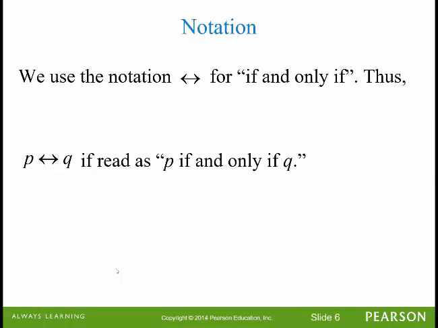All right, the notation for this. We use the notation that looks like a double arrow. This means if and only if. So if you have P double arrow Q, this is read as P if and only if Q. That's a biconditional statement right there. That's what that means: P if and only if Q.